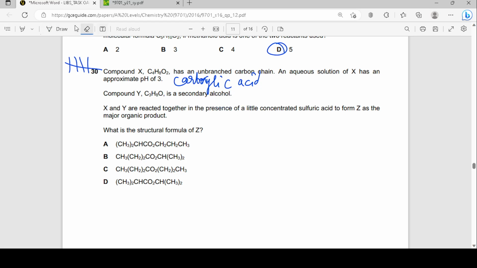So I can immediately draw out this compound X as well because this is an unbranched carbon chain, right? Let me just draw it like that. I love carbon skeletal formulas because they are so convenient to draw. I'm just drawing it skeletal. I'm lazy. Okay, so one, two, three, four. So it has four carbon atoms in an unbranched chain, just like this. Okay, compound Y, C3H8O, is a secondary alcohol. So again, it's probably an alcohol.